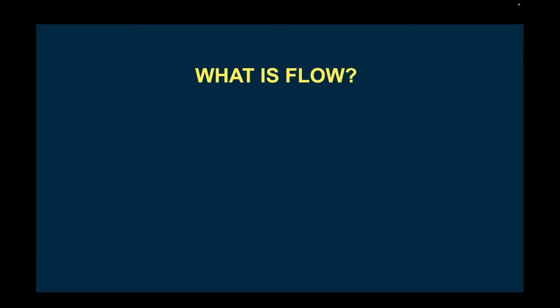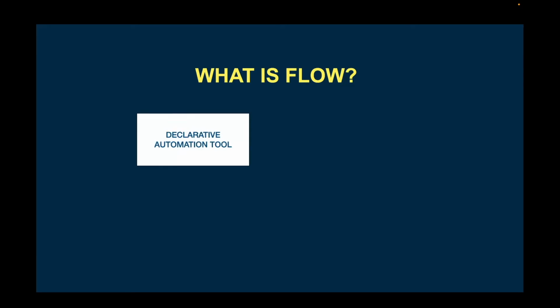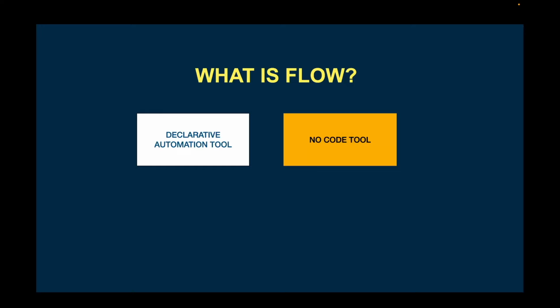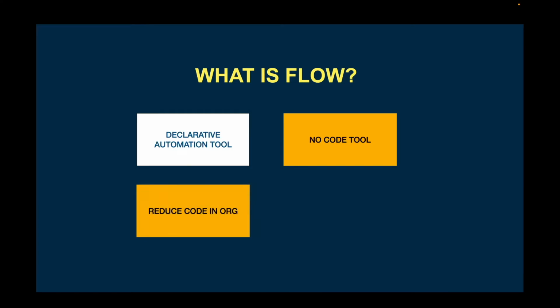What is Flow? Flow is a declarative automation tool that helps us in completing our business requirement with no code approach, or we can say very low code approach. As we are not writing code, it will help us in reducing code lines in our org. So of course, in that case, our global search or the reporting performance is higher.